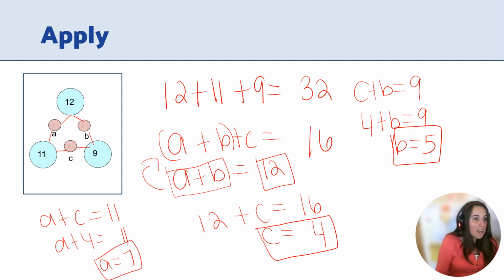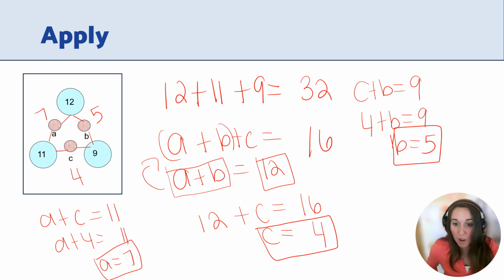And if I go back and fill that in, I know A is 7, and B is 5, and C is 4. That should work. So let's see, 7 plus 5 does equal 12, 7 plus 4 does equal 11, and 5 plus 4 does equal 9. And so you see how that relationship that we discovered wound up helping us to be way more efficient problem solvers. And that is the beauty of guess and check.